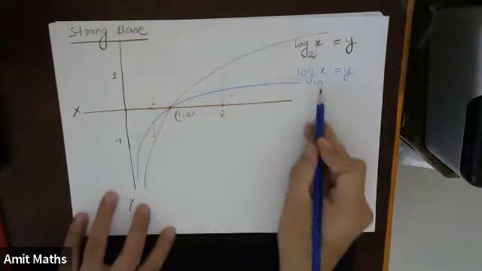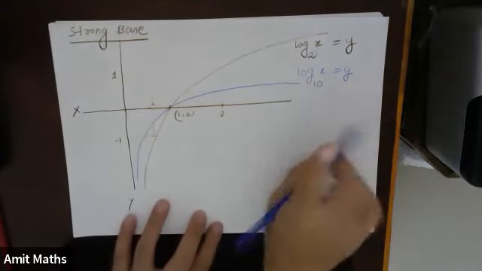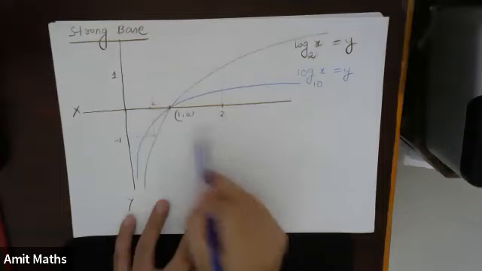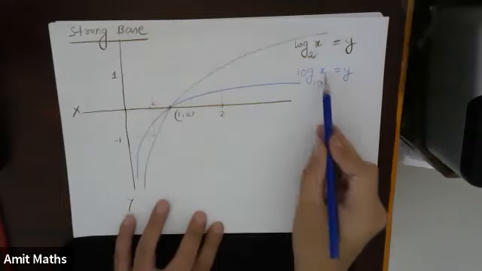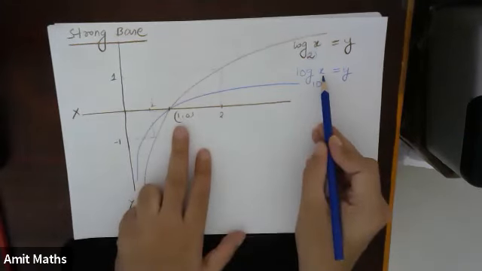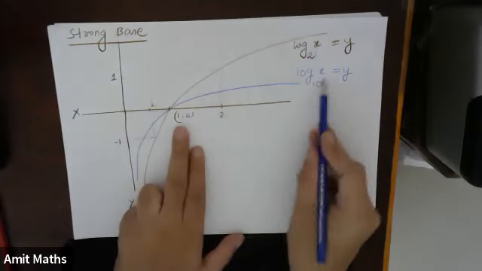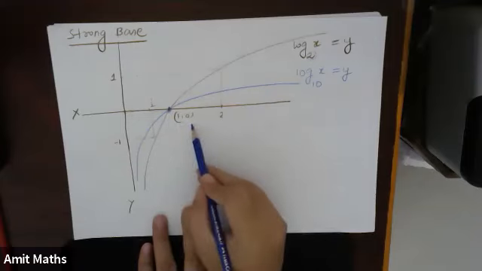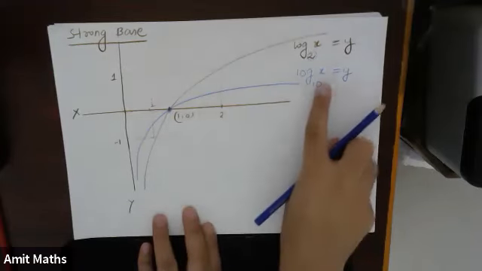And why is this happening? First thing, let's take 2 points, 1 and 2. For base 10, if I take x equal to 1, this will become equal to 0. That means all the logs with strong base or weak base will pass through this point, that is (1, 0).